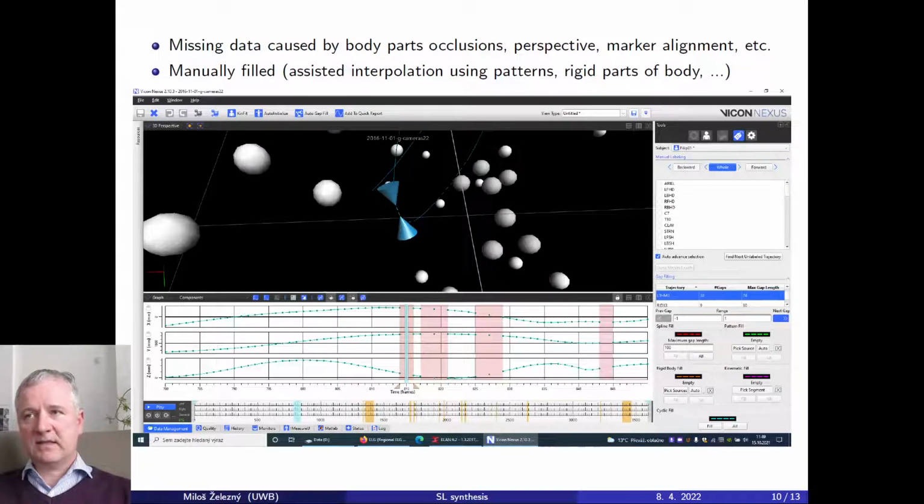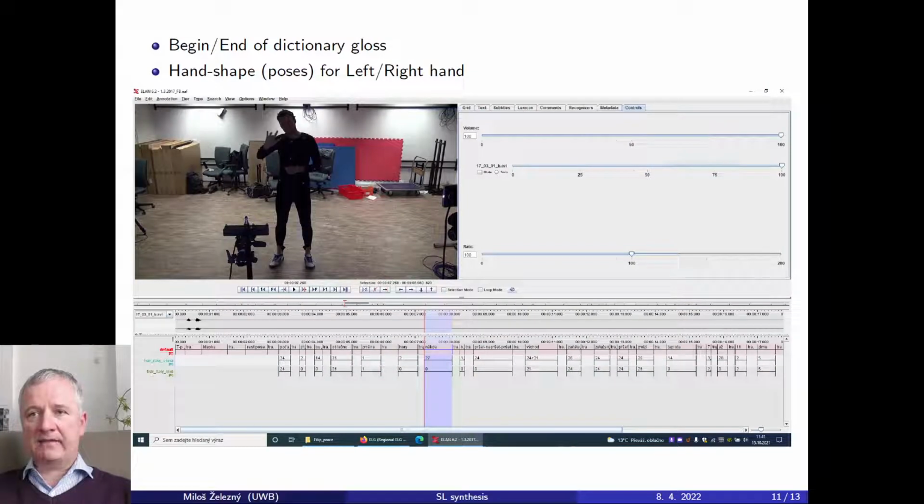Cleaning of the data is done because there are occlusions or missing parts caused by occlusions, perspective, or marker alignment, etc. So these data are processed manually, and missing data parts are repaired or manually filled to provide a smooth animation. And in the part of annotation, we annotate both the beginning and ending of dictionary glosses, and we also annotate hand shape for left and right hands.